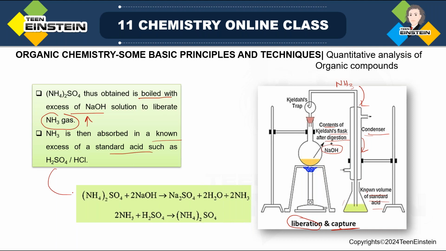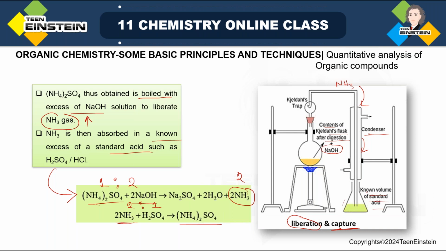So ammonia is now captured in this conical flask. The related reactions going on here: ammonium sulfate, when you are treating it with NaOH, look at the ratio. The ratio is very important, especially during the calculation; you will understand why. So 1:2 is the reaction, you are getting 2 ammonia. From 1 mole of ammonium sulfate, you are getting 2 moles of ammonia. And the second reaction, which is happening in the conical flask, suppose you have taken sulfuric acid, it is a 2:1 reaction. Again, we are getting ammonium sulfate.